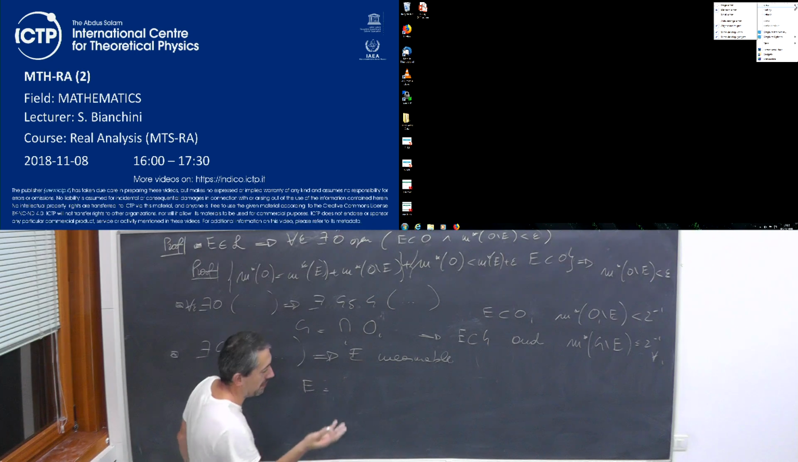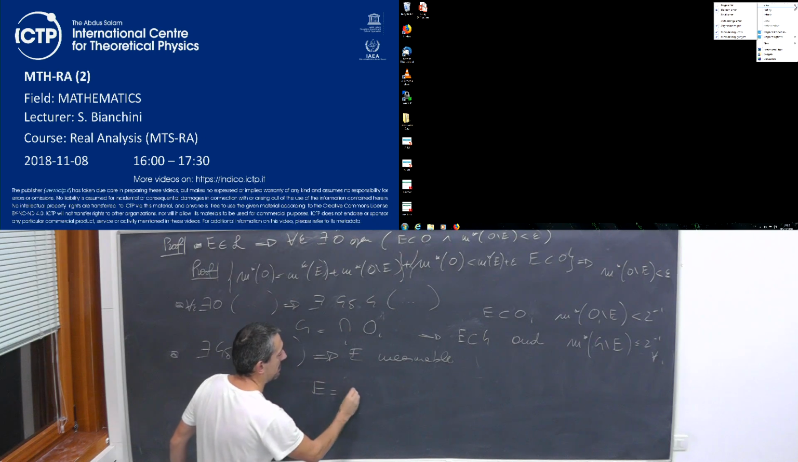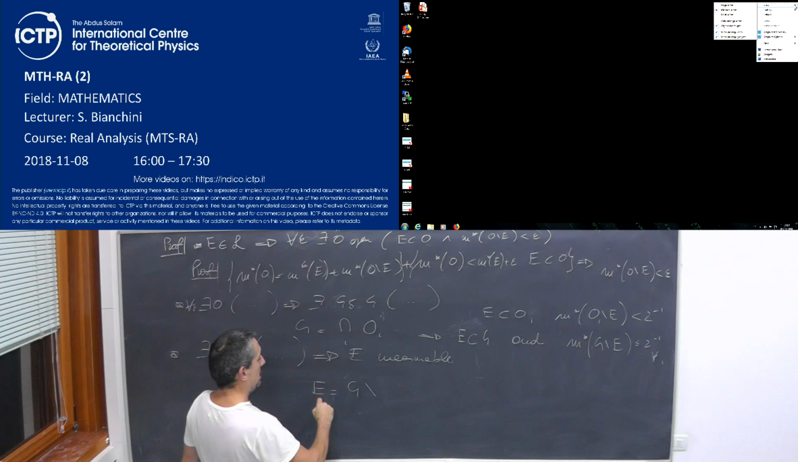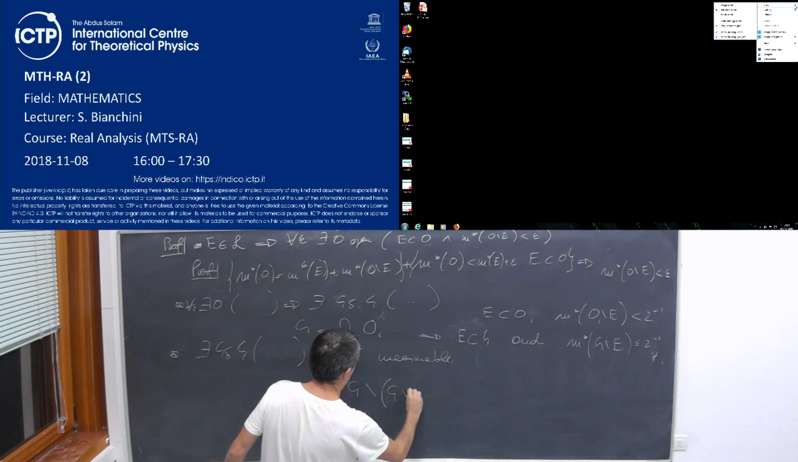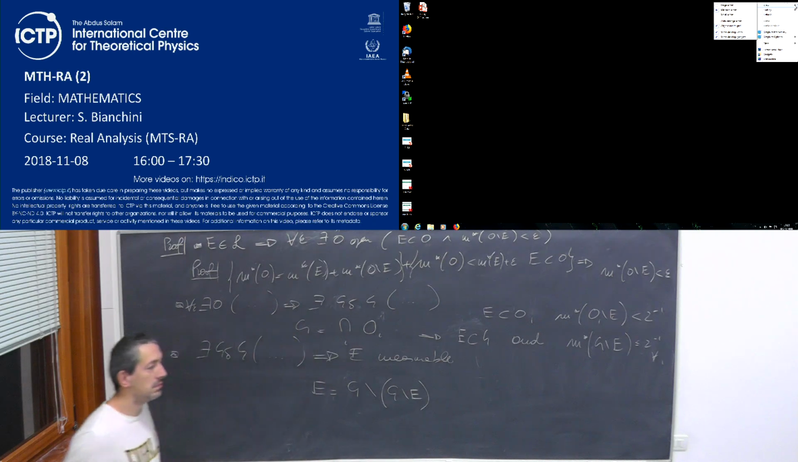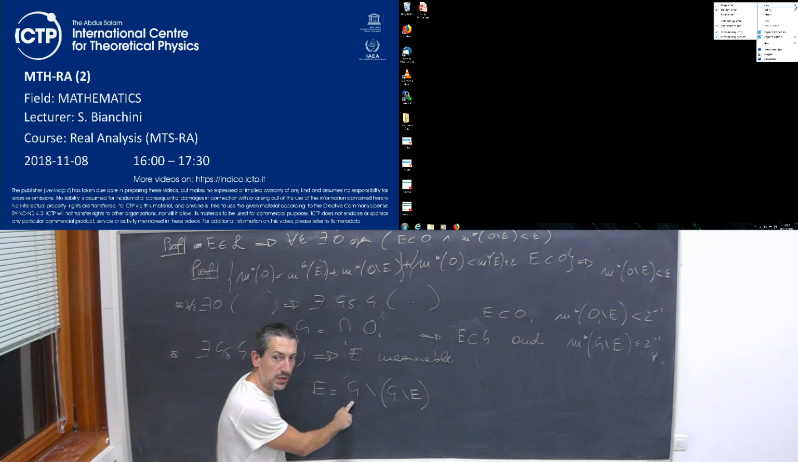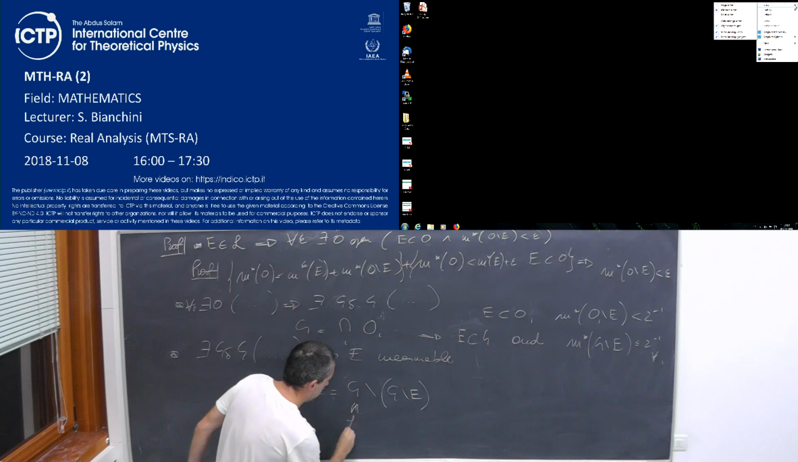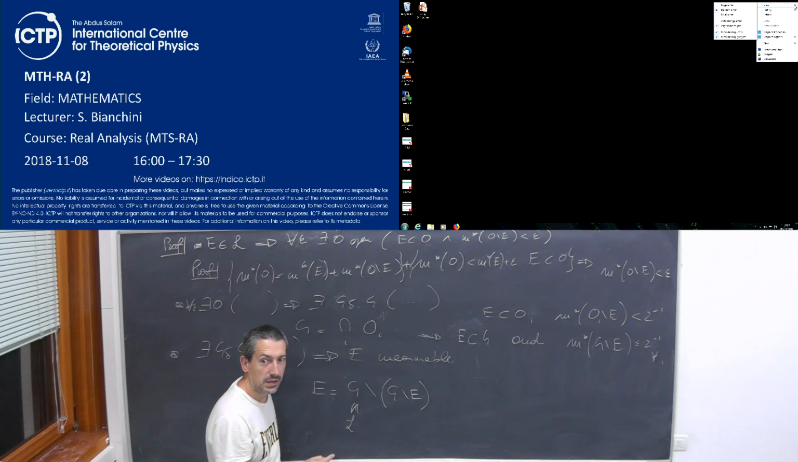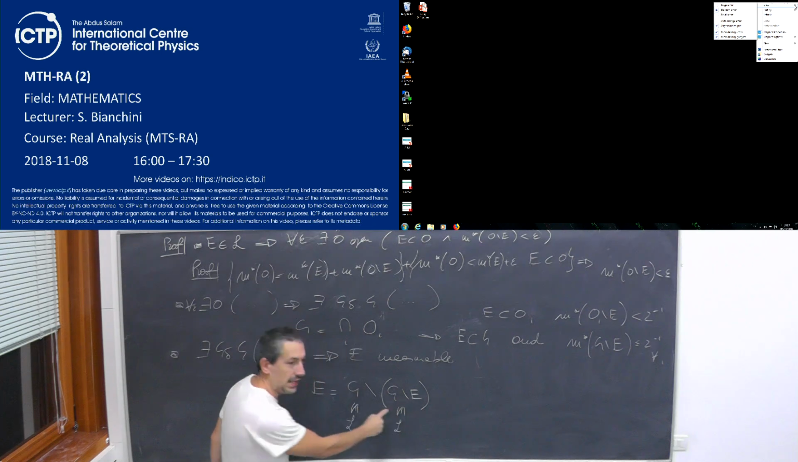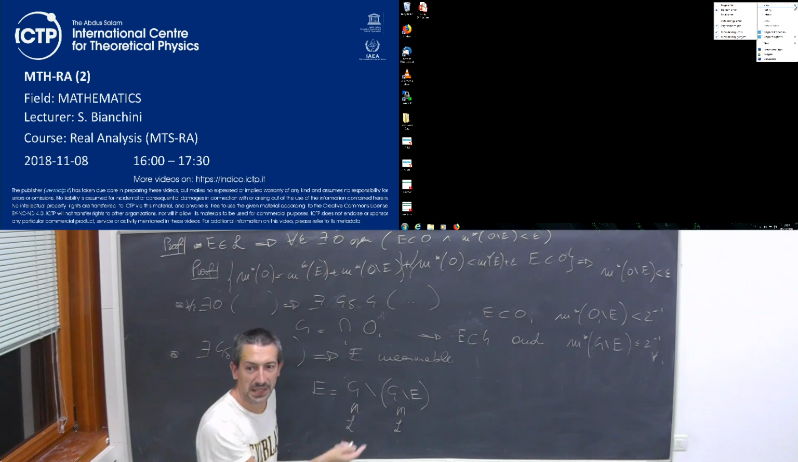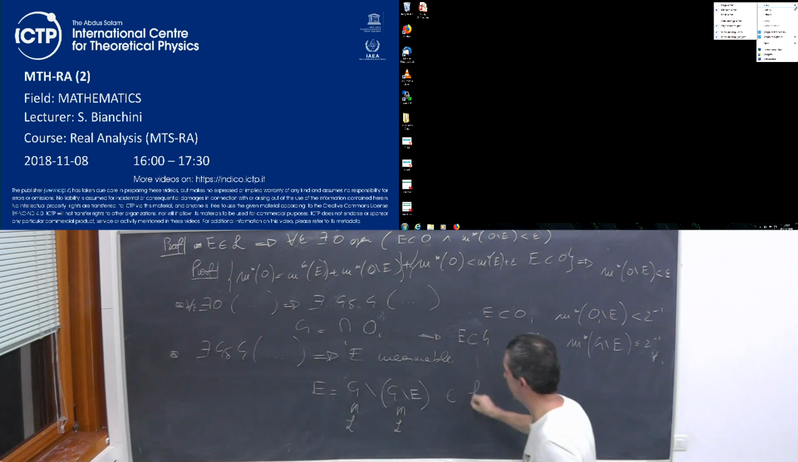There are several ways. I just think as follows: E is equal to G minus (G minus E). Okay, so is this measurable? Yes, measurable. Is this measurable? It has measure 0, so it's measurable. And then this is an operation, because it's the intersection with the complement. So it's out. Okay, so this is outer regularity.